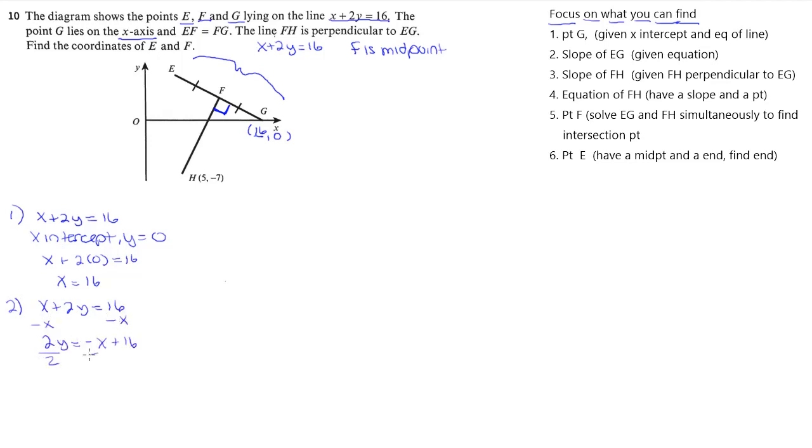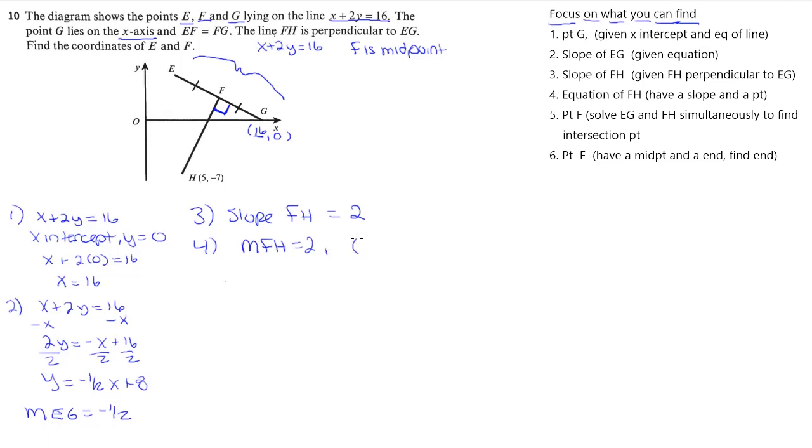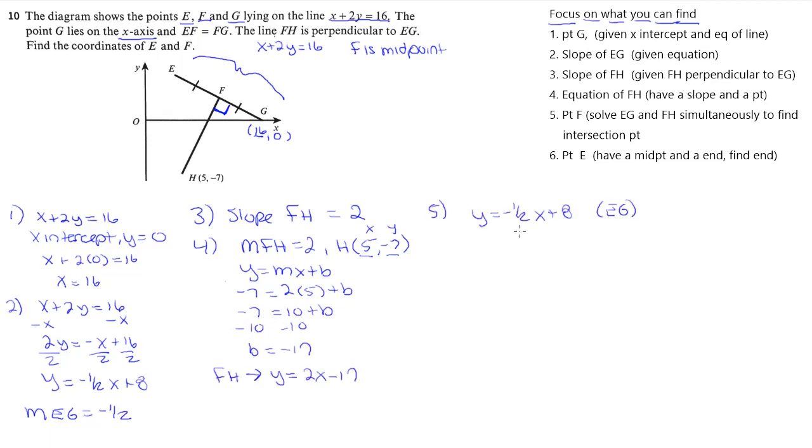And we also can figure out the slope of EG by just rearranging the equation to y equals mx plus b form. We now know that that slope is -1/2. Again, they didn't ask for that, but we needed to figure it out. And then once I know that slope, I can find the slope of FH because it's perpendicular. And once I know the slope of FH, I can plug in the point of H and I can write an equation of a line using slope-intercept form because I know that later I'm going to solve simultaneously. Anyway, I get a y-intercept of -17.